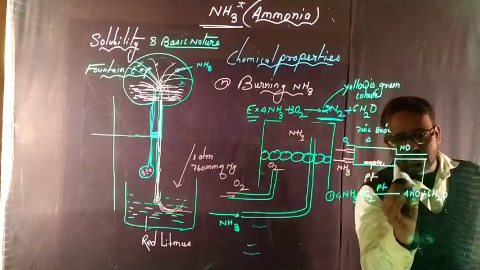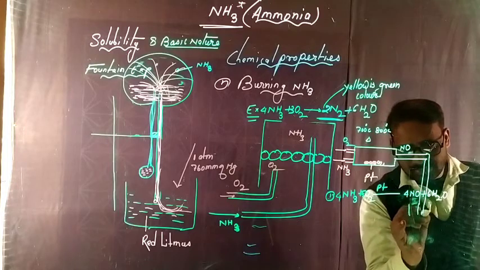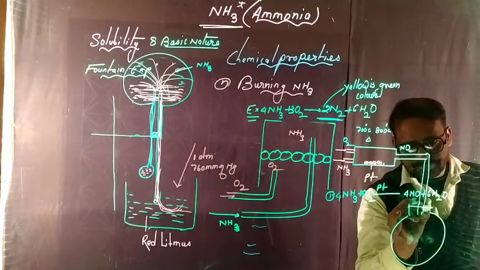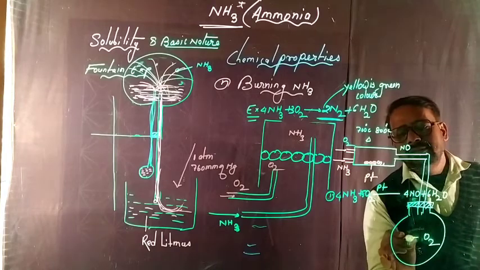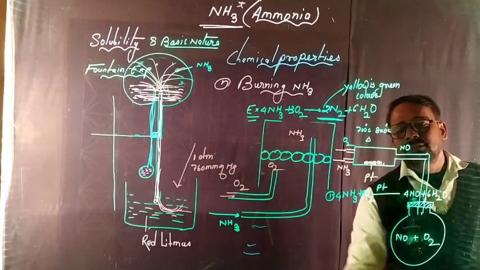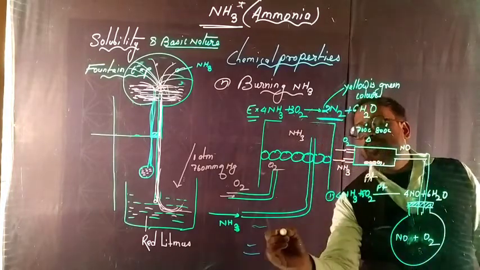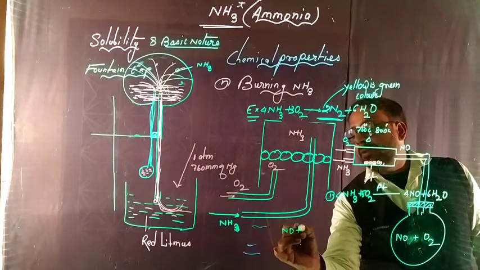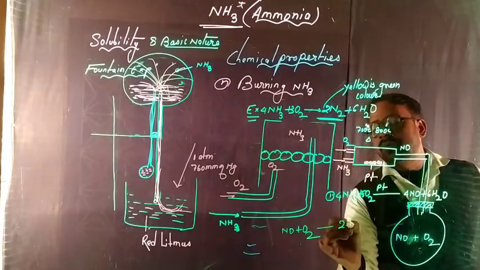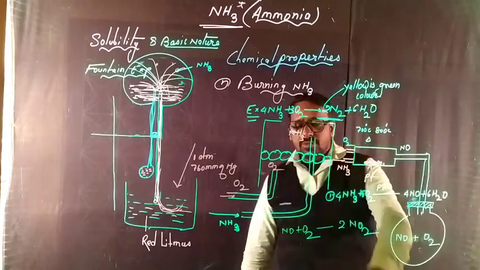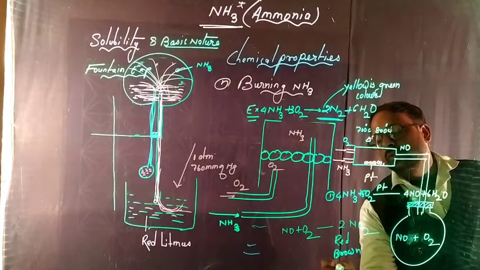And then this nitric oxide is passed into one flask, and that flask contains O2 gas. And already we are getting nitric oxide gas. Then what we will get after the reaction, in the second step, nitric oxide reacts with oxygen? We will get 2NO2, nitrogen dioxide gas. And here what happened? You will get red-brown color.